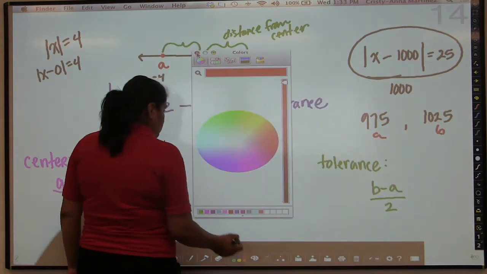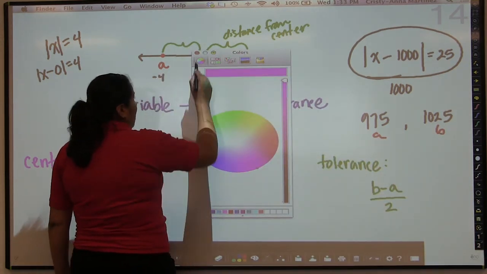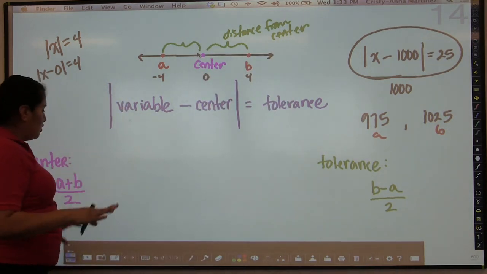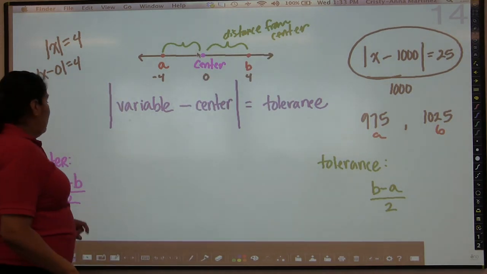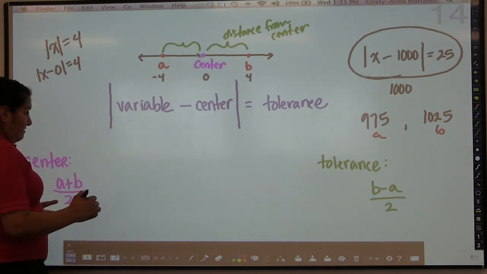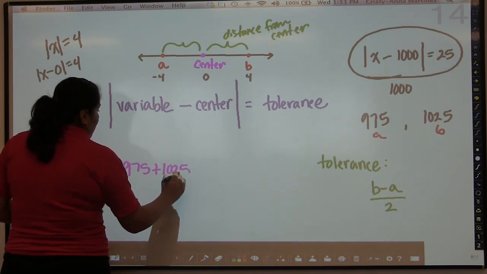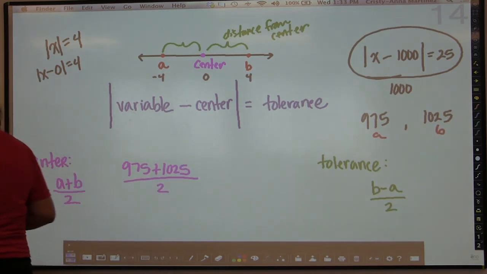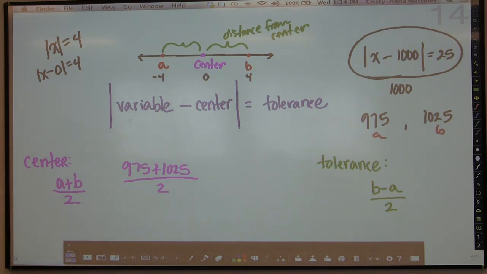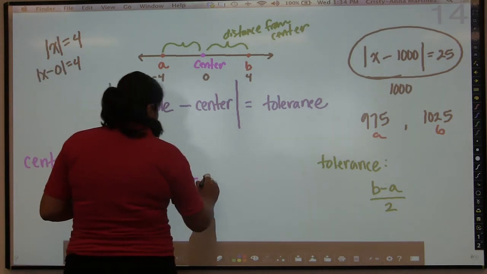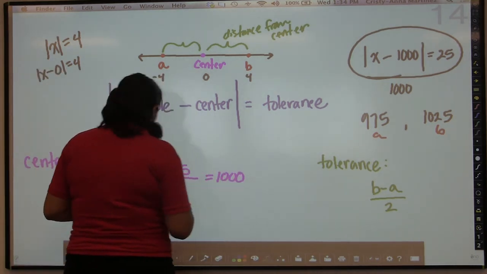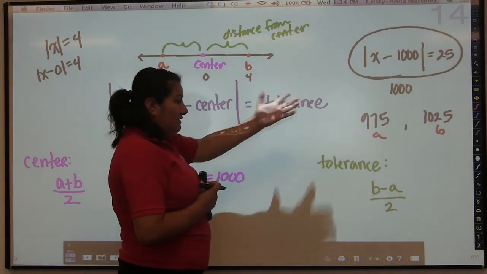Then according to my formula up here, if I want to find the center, which we already know what it is, but I'm just showing you how the formula works so that you can use it in the future. If I want to find the center, then I would add my A and B values. So I would add 975 and 1025 and then divide by 2. Okay? So when I take the 975 and add it to the 1025, I get 2,000. Divide that by 2 and I get 1,000. Of course we already knew that 1,000 was the center because we had talked about that earlier.